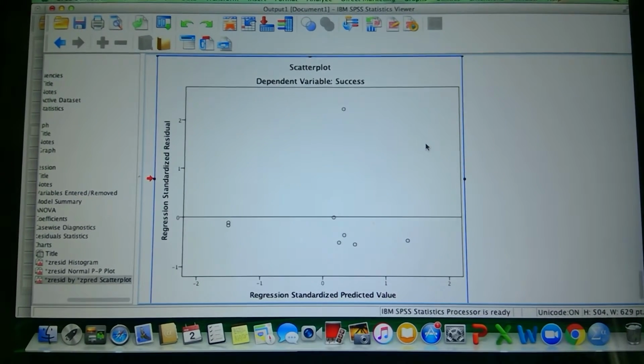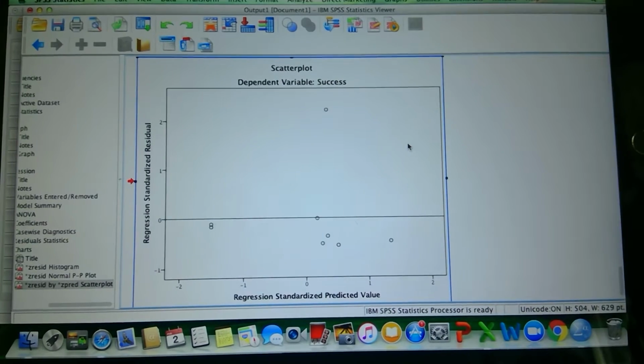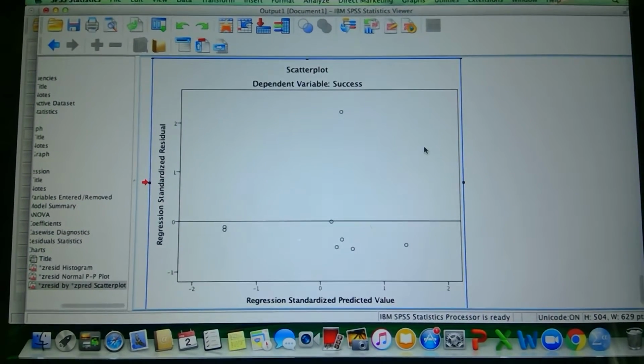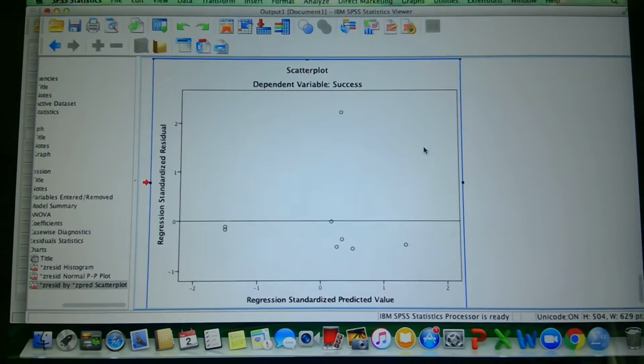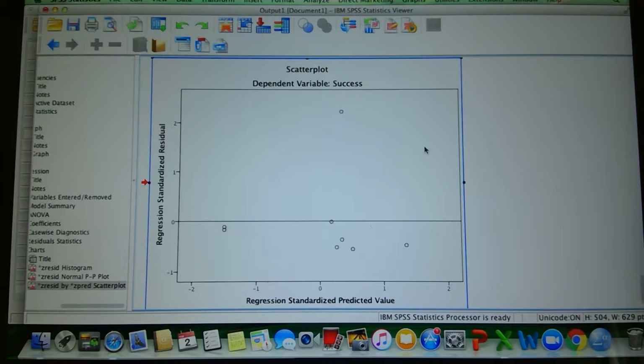So if the points are randomly scattered above and below the mean line, then it looks like we have equal variance. In this case, it doesn't look like we meet equal variance at all, okay? Because the points don't really randomly scatter above and below the residual plot. So we don't meet equal variance and we don't meet normality. So I would not run a simple linear regression for this model, okay? Based on my assumptions.